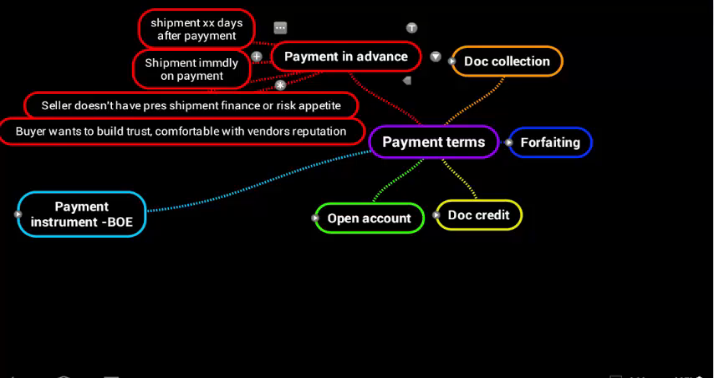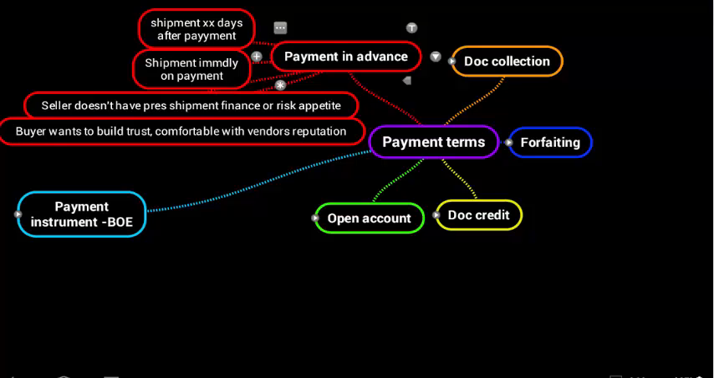In payment in advance, it could be shipment X number of days after payment. Could be immediately after payment or 180 days after payment. It could be so many ways, depending upon whether it is made to order or made to ship goods. It could also be shipment immediately on payment.